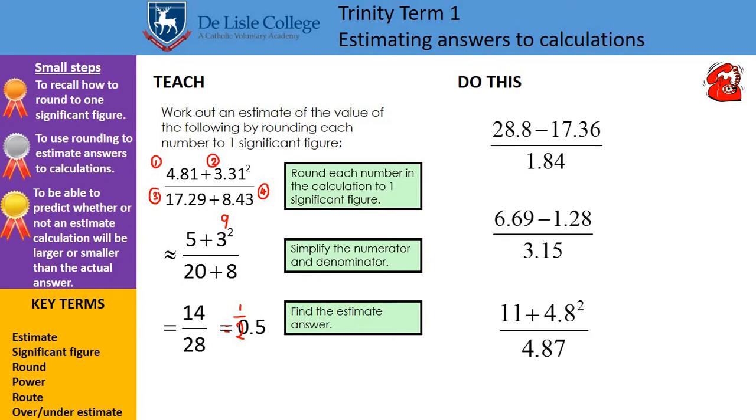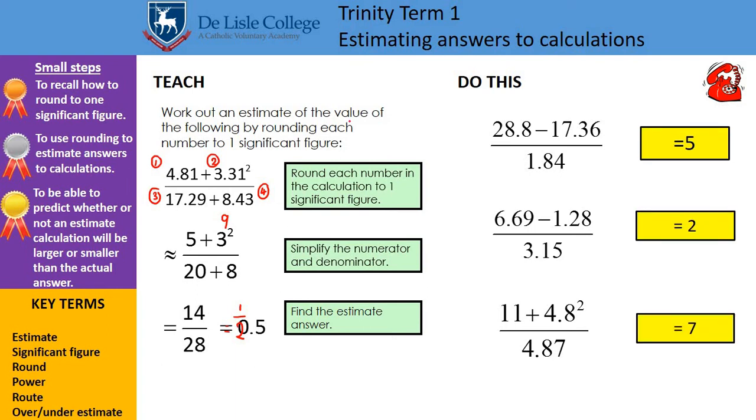Right, if you could have a go at these 3 questions on the right, please pause the video as you do this. It might benefit you from writing down the teacher example as well. Lovely, so your answers should be 5, 2 and 7. So you've hopefully gone 30 here, minus 20 here, divided by 2, and 10 divided by 2 is 5. You've done 7, take away 1, which is 6. 6 divided by 3 is 2.